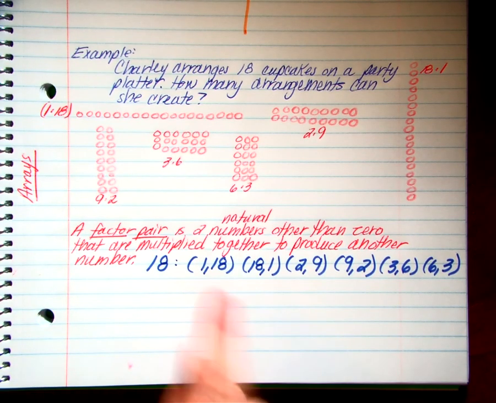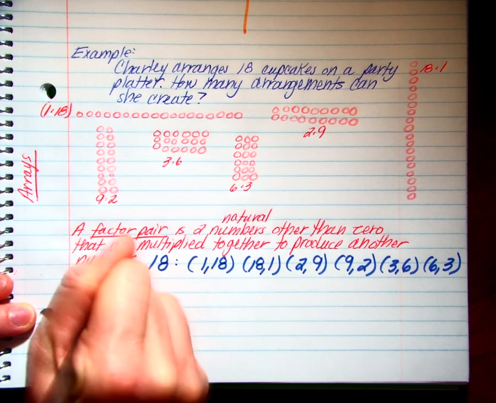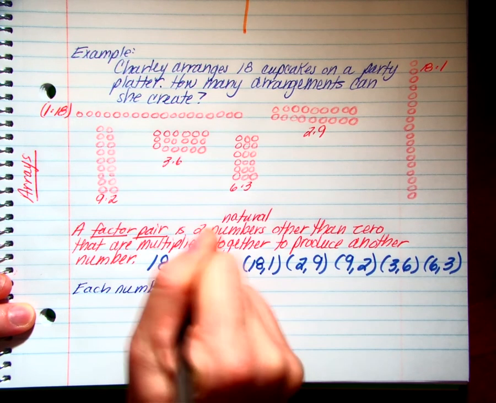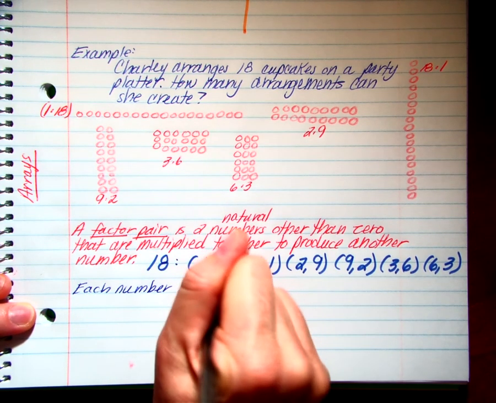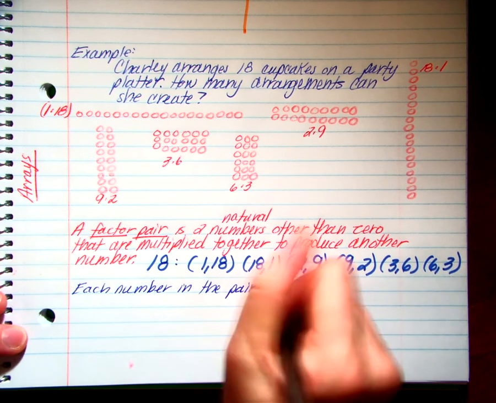That means 1 and 18, and all those are factors of 18, an individual one. Each number in a factor pair is a factor of the product.